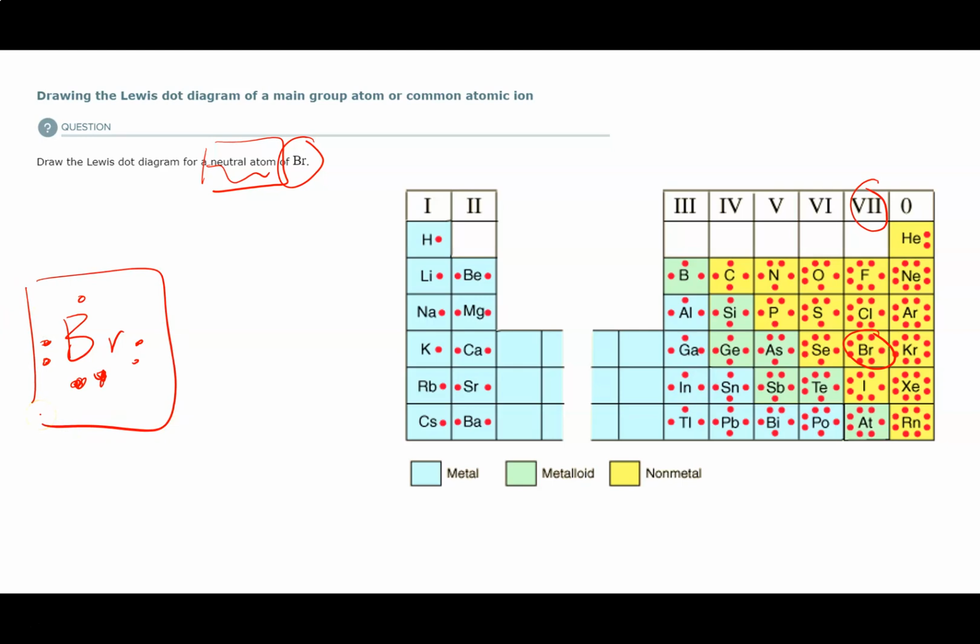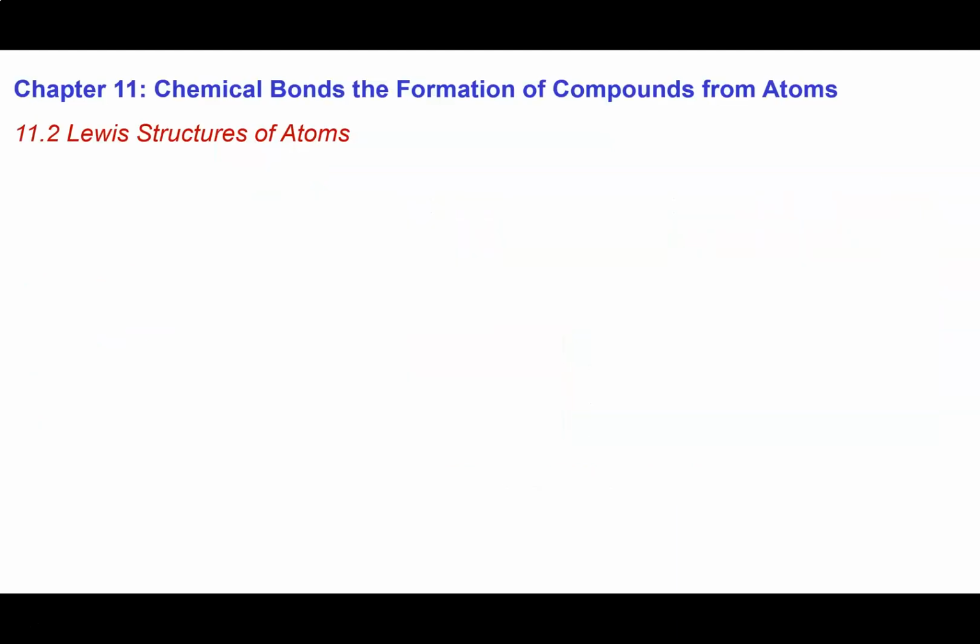This is a pretty easy topic. You just got to have the required information to hand. Okay, so that concludes section 11.2 on the Lewis structures of atoms. I think it's really straightforward. If you just remember, your number of dots is just equal to the group number.